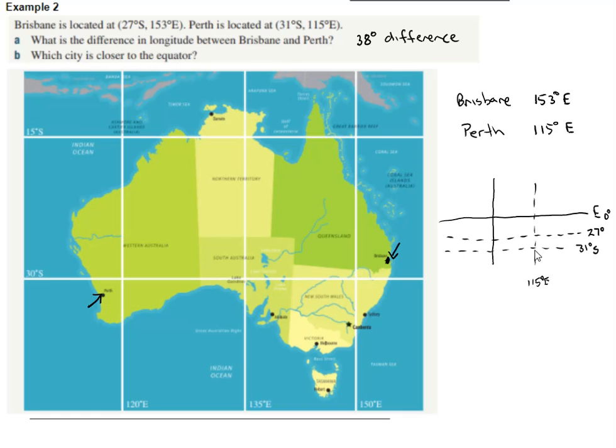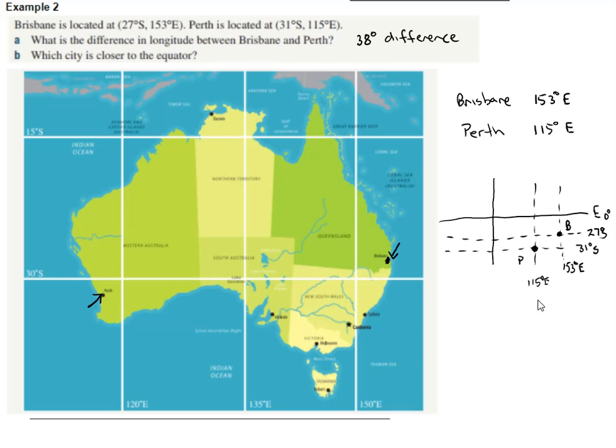We've got 115 degrees east, so that's where Perth is. Is it 31 degrees? Yes, that's where Perth is. P for Perth. 153 degrees east and 27 south, that's where Brisbane is. Here's our equator, so you can see from our diagram here that Brisbane is closer to the equator than Perth.